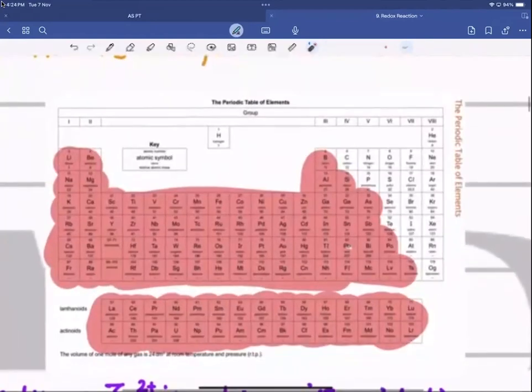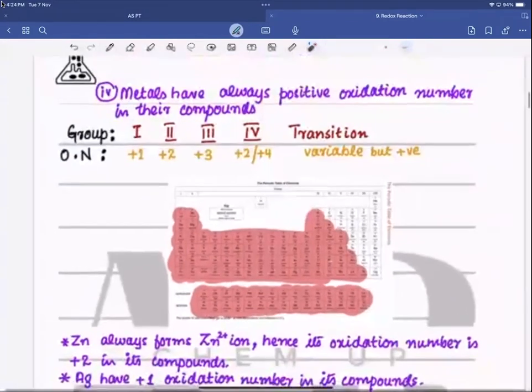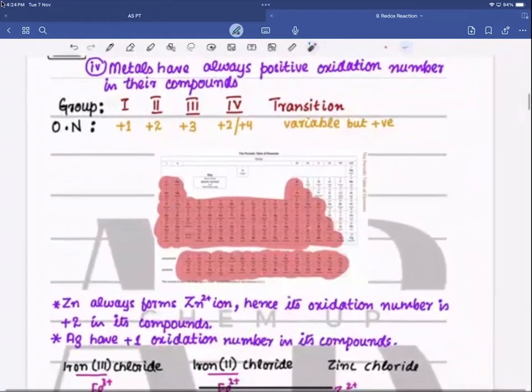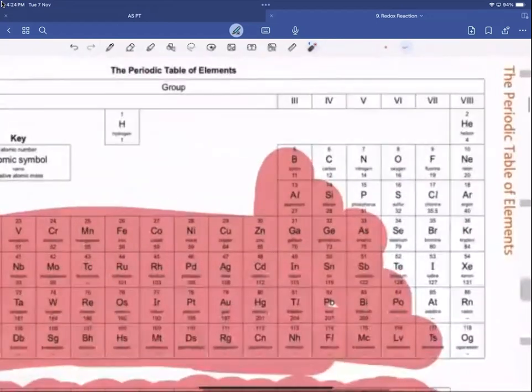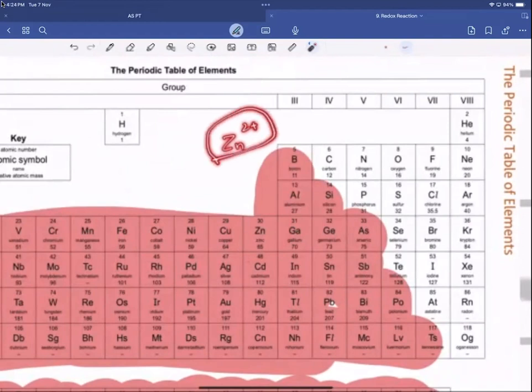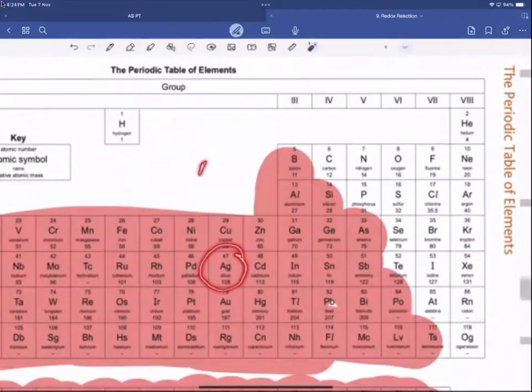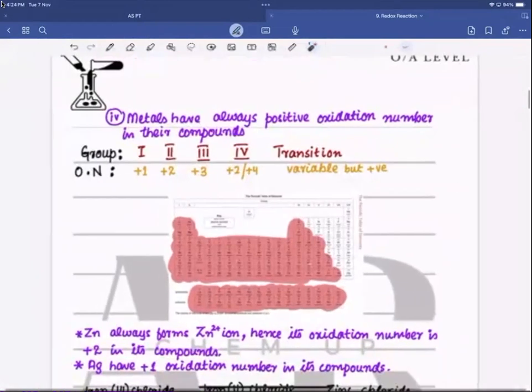Okay, these all are metals which I have highlighted in the periodic table. This whole region are metals. Now, when we talk about zinc, if you see the position of zinc, it also has no group, but you have to remember for zinc that its ion is always +2. It doesn't form any other ion, so you have to remember this. In the same way, silver usually forms a +1 ion, so you have to remember this as well for silver and zinc. Okay.